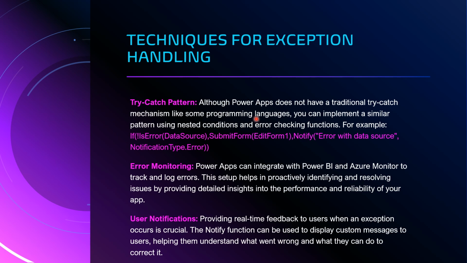Next is the try catch pattern. Power Apps doesn't have the traditional try catch mechanism like some other programming languages, but you can implement a similar pattern by using nested conditions and the error checking functions. For example, I am putting this function: If Not IsError, data source SubmitForm EditForm1, then we can call Notify with the error, data source and notification type.